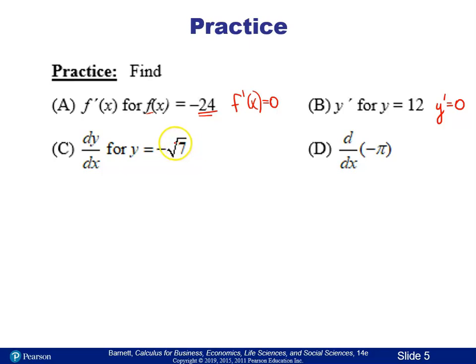This one has a radical in it, but it's still just a constant. So it's asking for dy dx this time. So dy dx is 0. Same thing here, the derivative of negative pi with respect to x. This is a constant, so that derivative is 0. So this rule, while beneficial, there's not a lot going on with it.